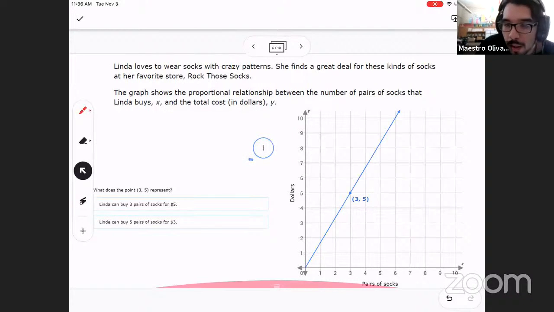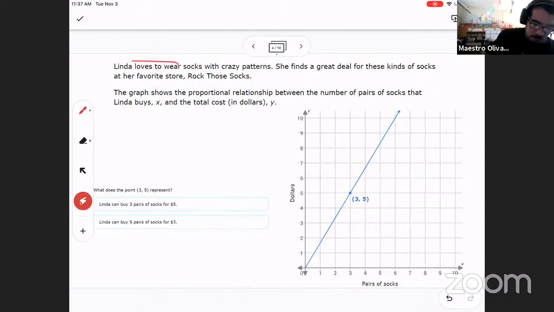Okay, moving forward. Chris, can you let us know what this situation is about? What are we talking about in the problem? Okay, moving on. Daniela, can you please unmute yourself and let us know what is this problem about? What is it talking about?